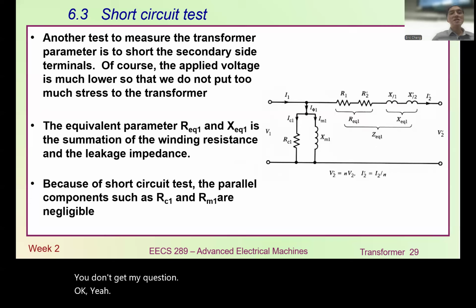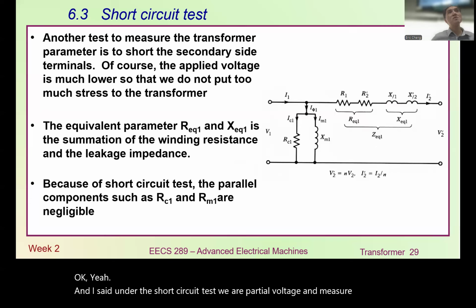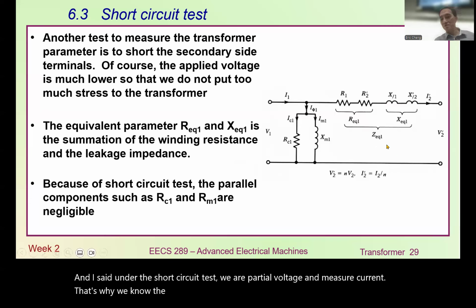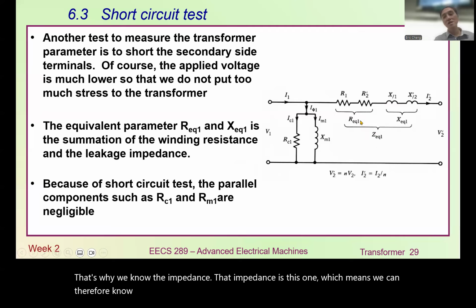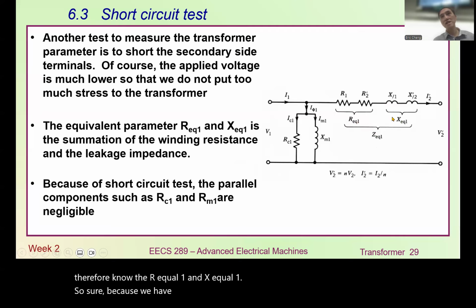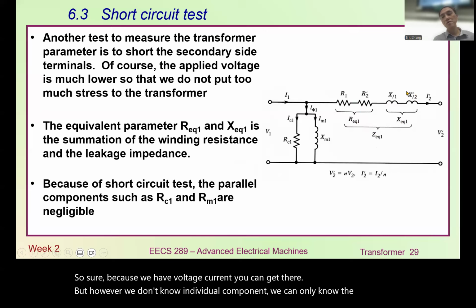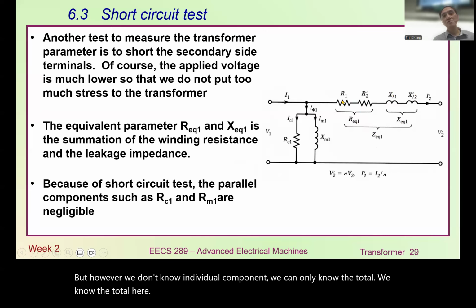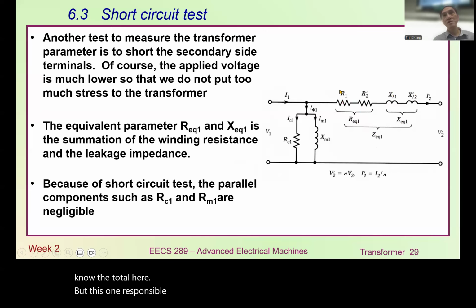I said under the short circuit test, we apply certain voltage and measure the current. That's why we know the impedance. Which means we can therefore know the R eq1 and X eq1 for sure, because we have voltage and current. But however, we don't know the individual components. We can only know the total. This one is responsible for the primary side, this one for the secondary side. Can we separate these two in testing?